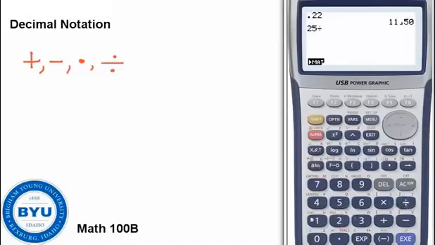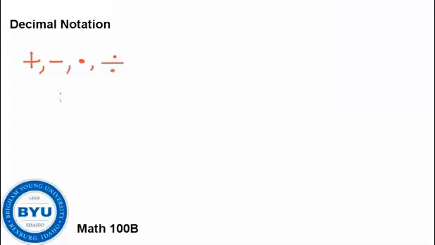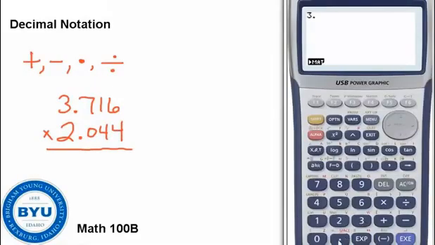For example, 25 over 100. I can do 25 over 100. That's 0.25. If I convert this fraction to a decimal, it says it's 1/4. So we can do all kinds of problems. We can do addition, subtraction. If I wanted to do this problem here, 3.716 times 2.044, this would probably take a little while to do by hand, and the calculator can do it really nicely. So we just would type in 3.716 times 2.044, push the enter button, and we've got it.